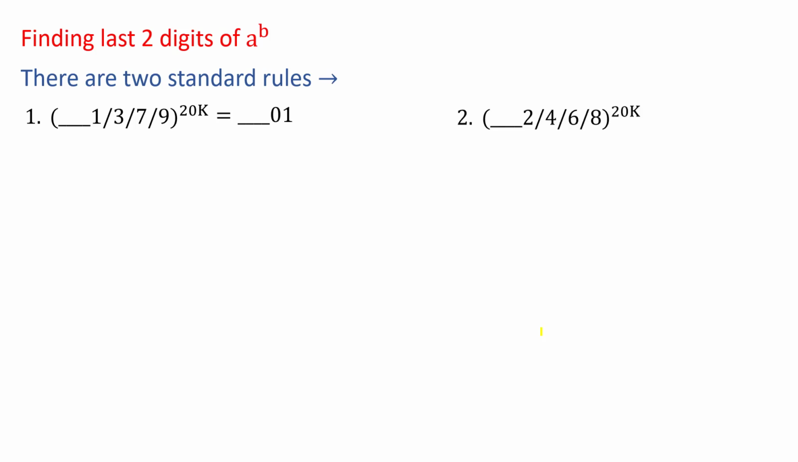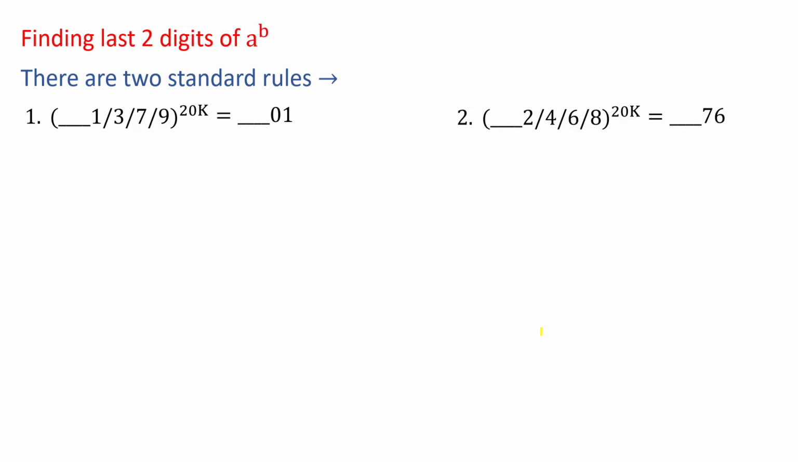And the second rule is, if a number ends with 2 or 4 or 6 or 8, to the power multiple of 20, the last two digits are always 76. So these two rules we are going to use to find the last two digits of a to the power b. What happens in case of 5 as a unit digit, we'll see later on.